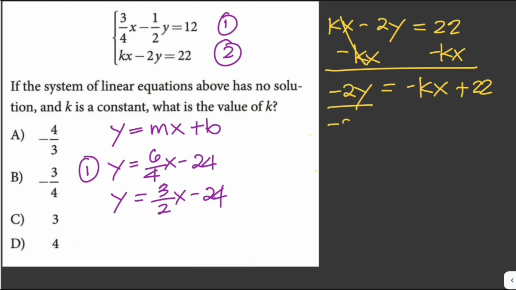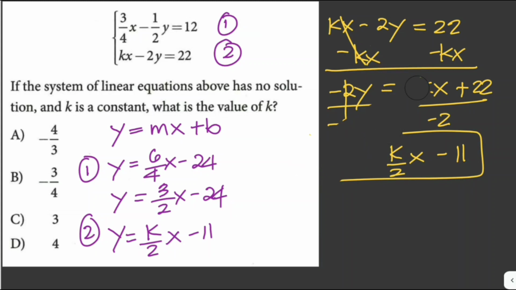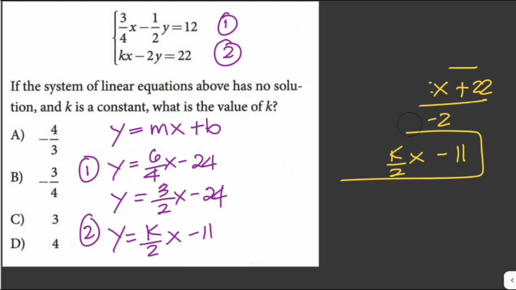And then we divide both sides by negative 2. So our equation would be k over 2x minus 11. So now we've already written the two equations into their slope intercept form. So our second equation is y equals k over 2x minus 11. Now we can equate their slopes.